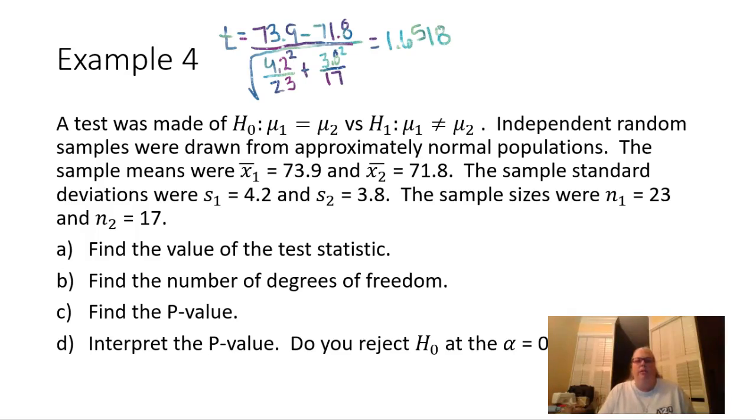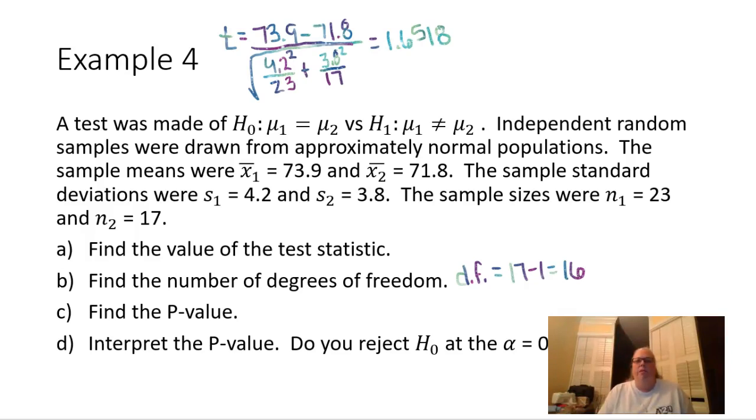All right, there's our test statistic. Part B, find the number of degrees of freedom. Our sample sizes are 23 and 17. And remember, the degrees of freedom can be found using the smaller of the two sample sizes. In this case, 17 minus 1 will give us 16 degrees of freedom.